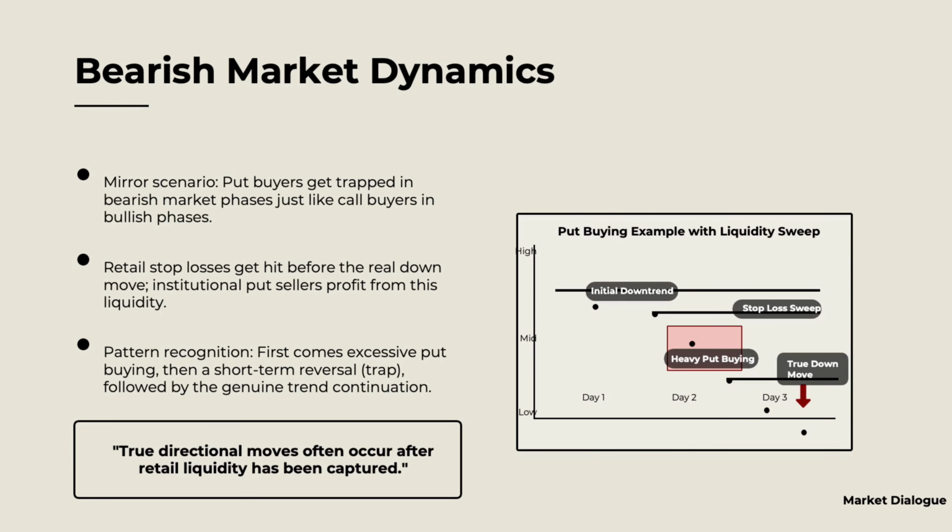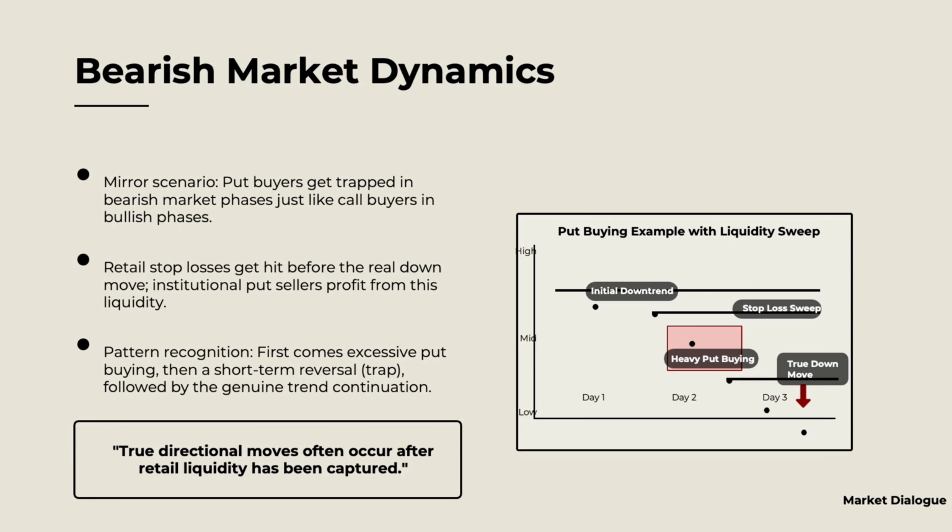Now let's look at the mirror image, how this plays out in bearish markets. Same concept, different direction. Put buyers see weakness and aggressively buy put options. They cluster their positions, all with stop losses at obvious levels above current price. What happens? A short-term reversal upward. This is the trap. Retail stop losses get hit. Institutional put sellers profit from that liquidity. Then and only then does the true downward move continue.